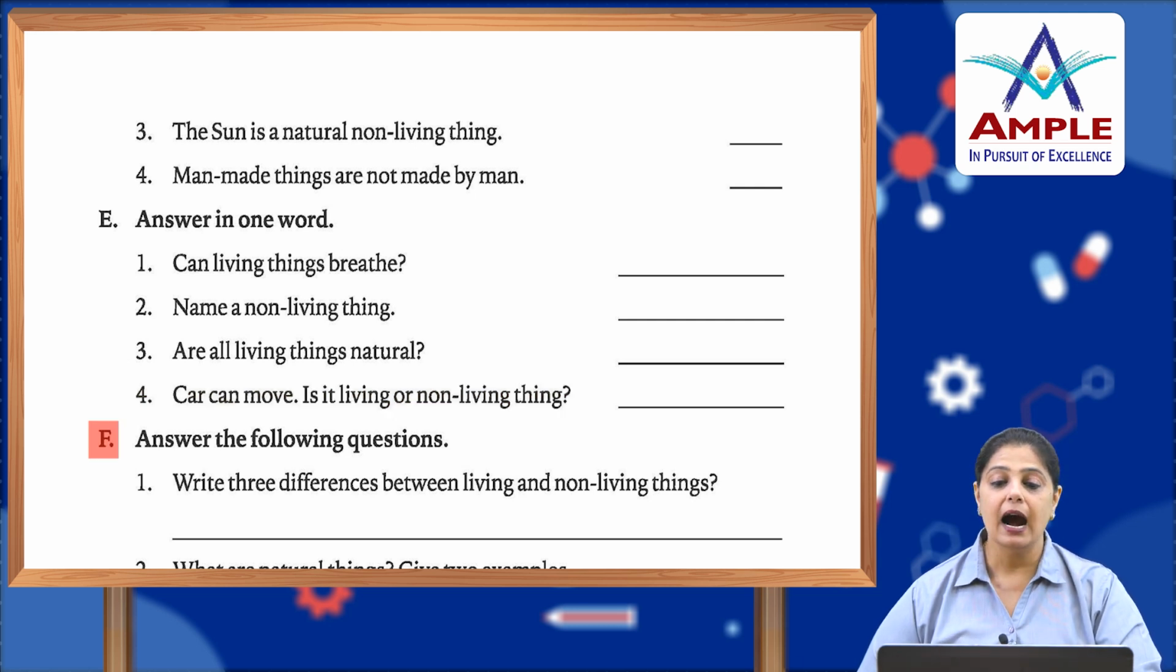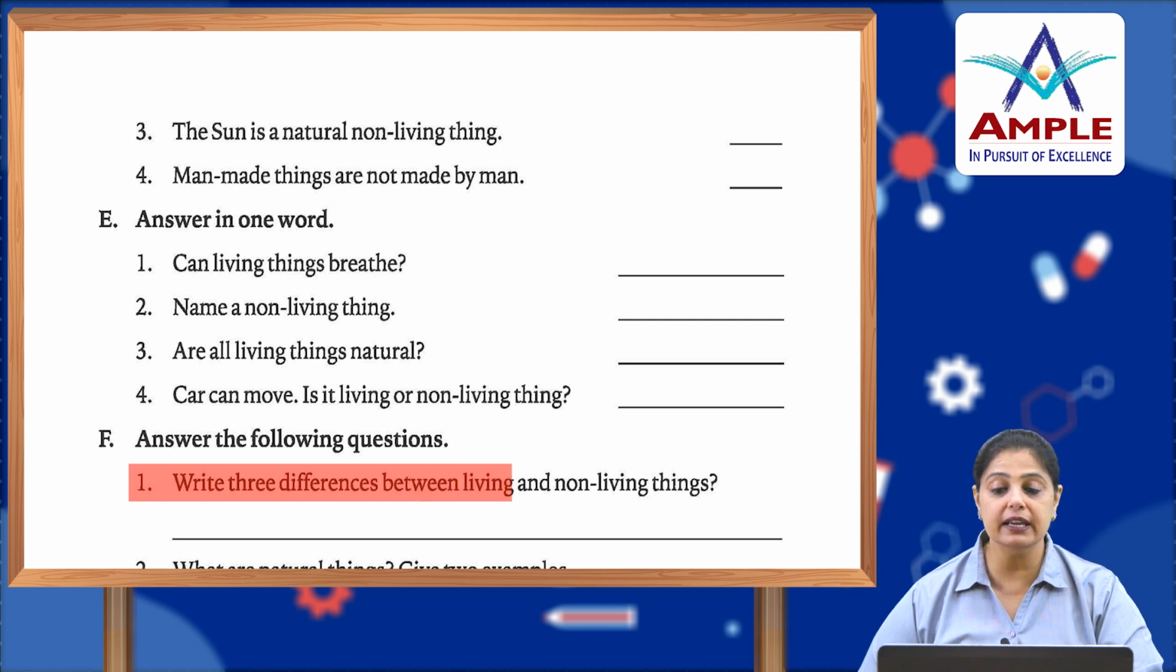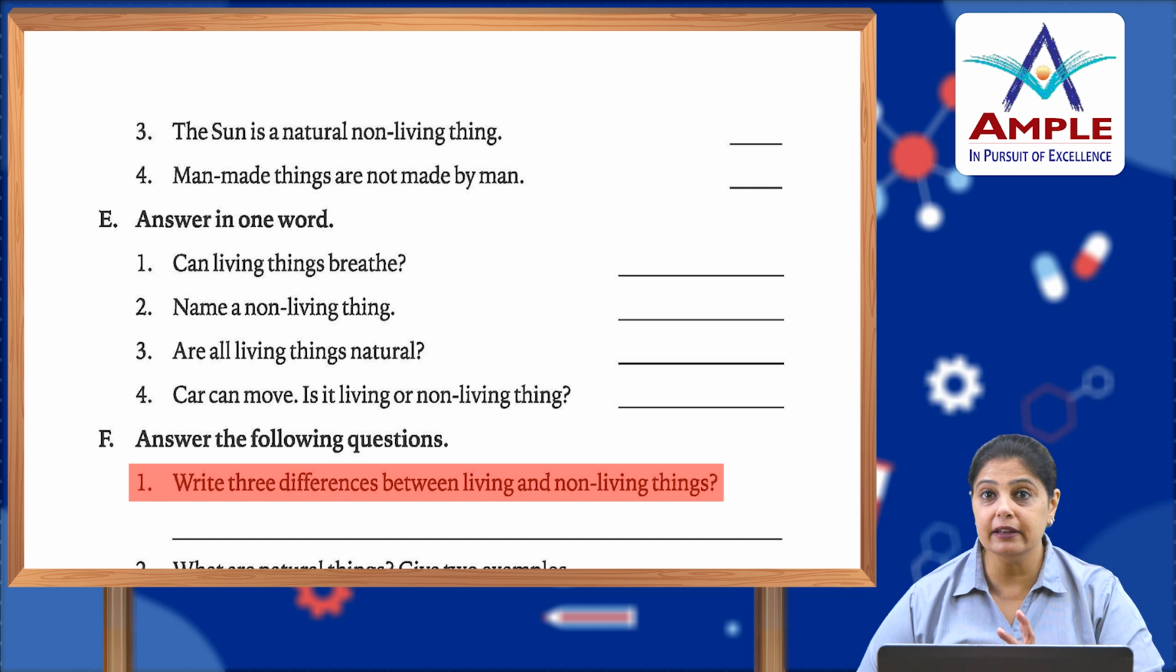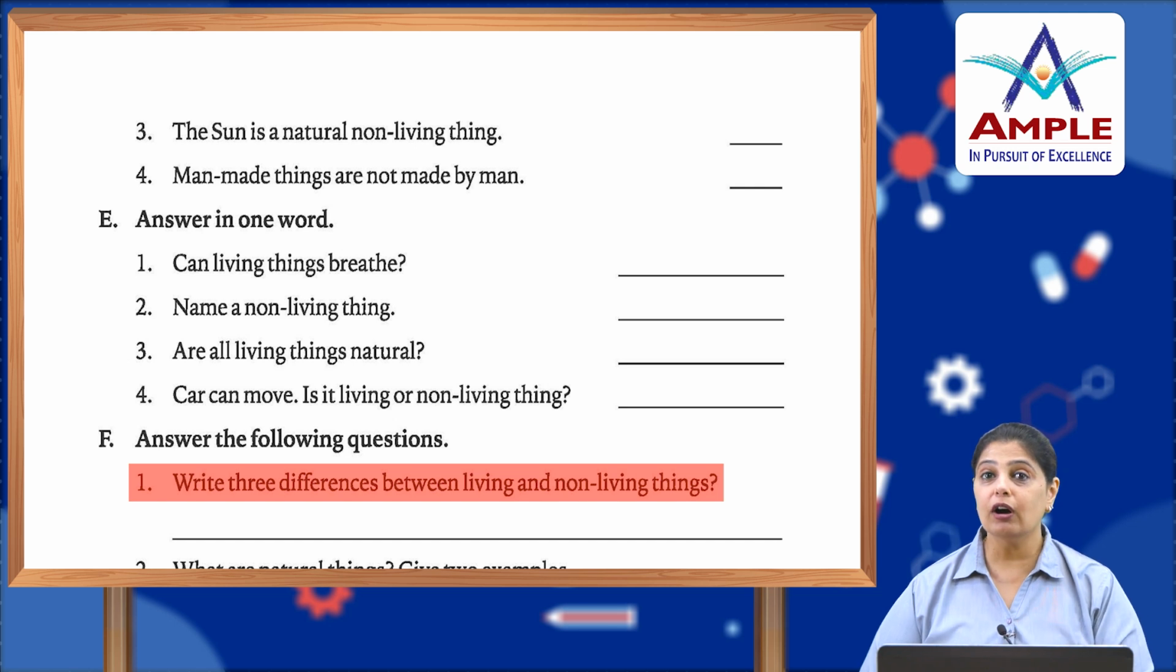Okay. Now, answer the following questions. Write 3 differences between living and non-living things. Now, the 3 differences can be: living things can move, non-living things cannot. Living things can breathe, non-living things cannot breathe. Living things can grow, non-living things do not grow. Okay, you can add some more to this.